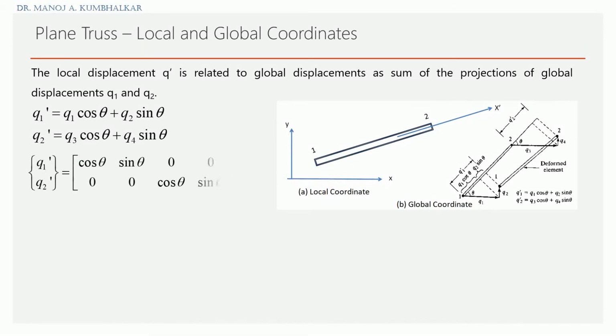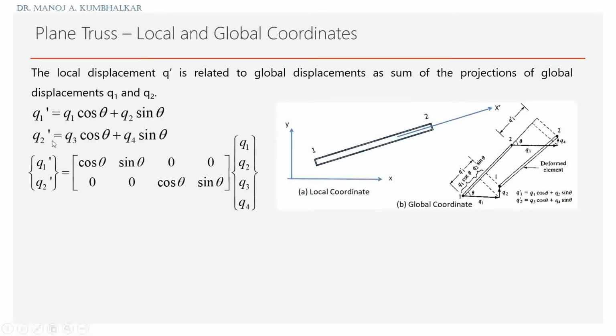So, this is the equation for the conversion of the local displacement matrix into the global displacement matrix. We can write that equation in the form of a matrix, that is Q1 dash, Q2 dash, which is the local displacement matrix, will be equal to the following matrix. For Q1 cos theta, here is cos theta, then Q2 sin theta, here is sin theta. There is no Q3 term in the first equation, therefore it is 0. There is no Q4 term in the equation, therefore it is 0.